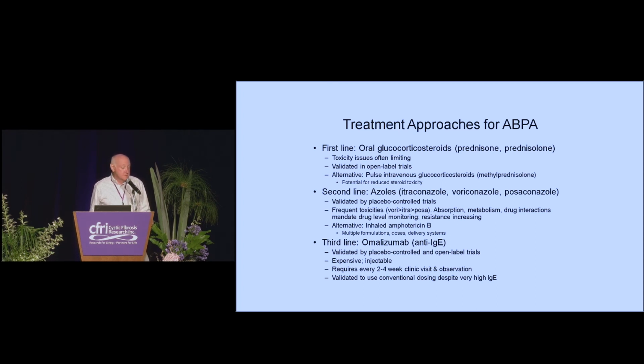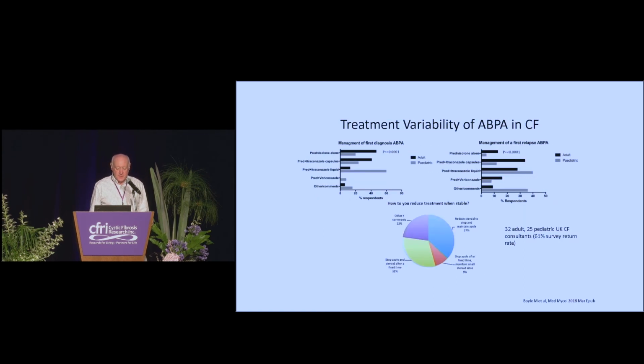Unfortunately, it's very expensive as a biological agent, and you have to get it by injection every 2 to 4 weeks. But the dosing that's been used for asthma, where the IgE levels are lower, actually also has been shown to work in people with ABPA who have much higher levels of IgE. So it is certainly something to consider.